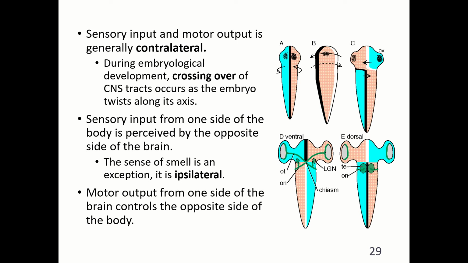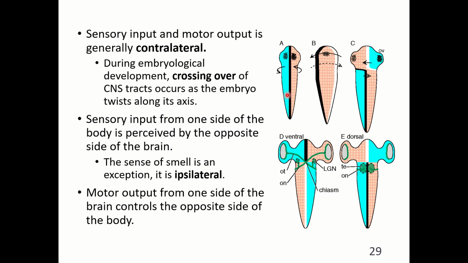Sensory input and motor output are generally contralateral, meaning that one side of the brain controls the opposite side of the body, and sensory information comes from one side of the body to the opposite side of the brain. During embryological development, crossing over of central nervous system tracts occurs as the embryo twists along its axis.